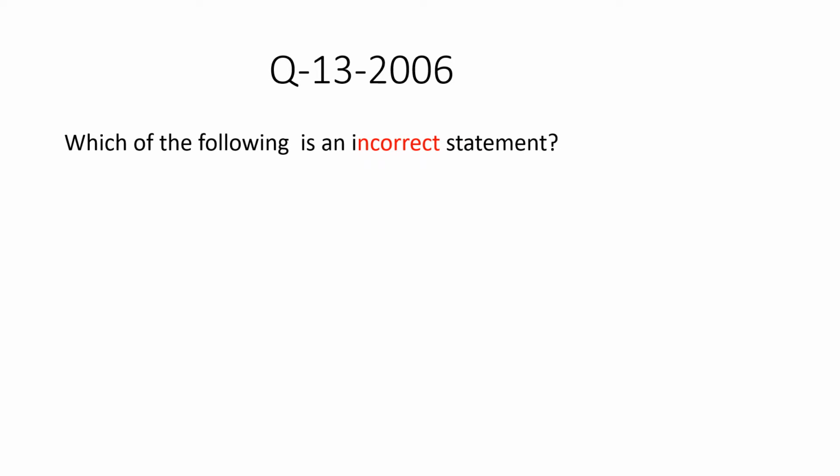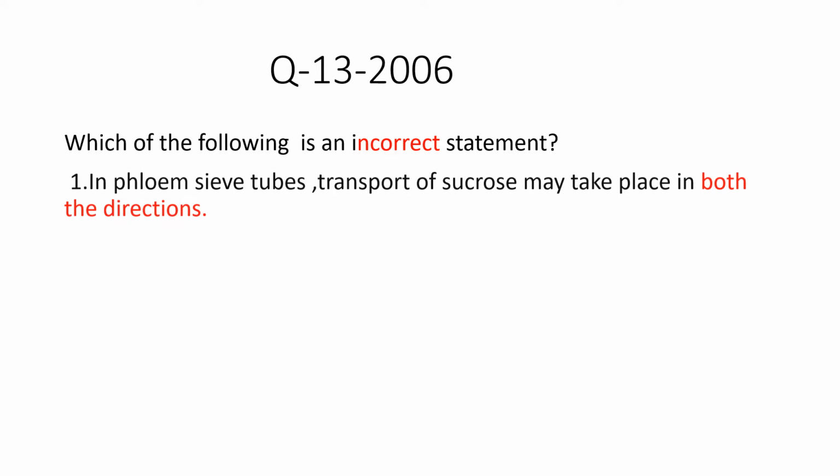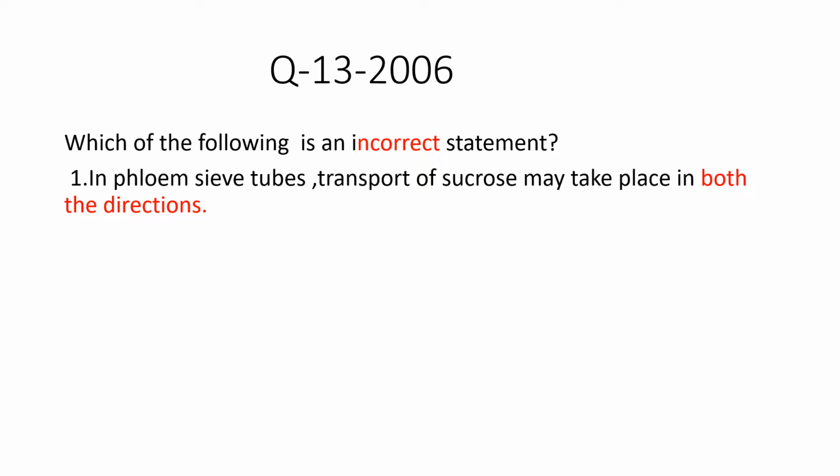Question 13, 2006. Which of the following is an incorrect statement? 1. In phloem sieve tubes, transport of sucrose may take place in both the directions.